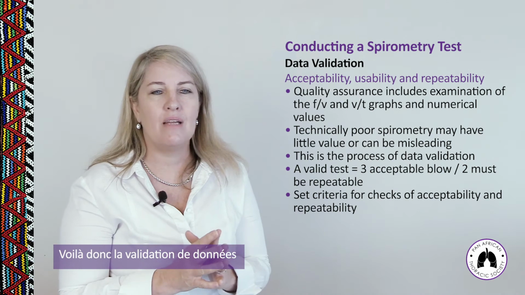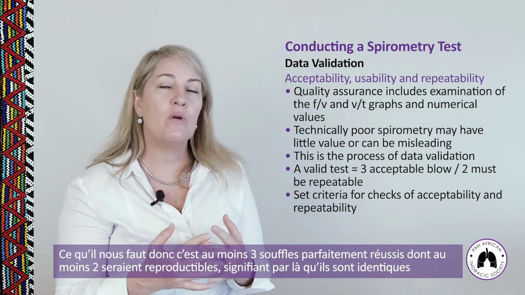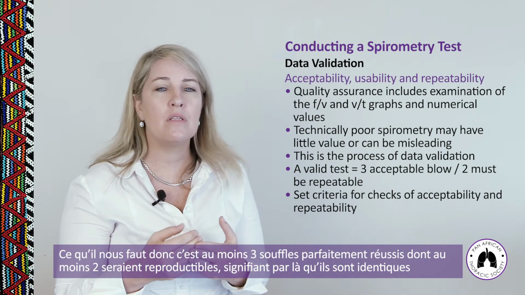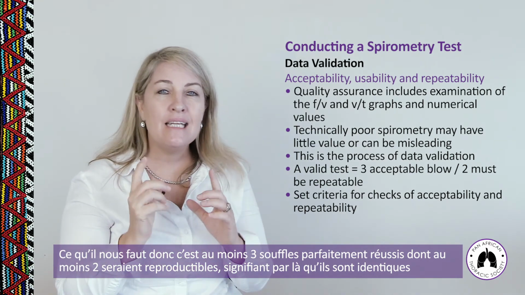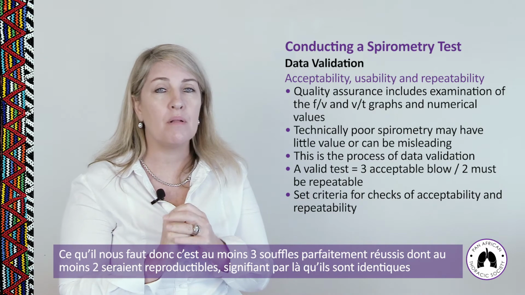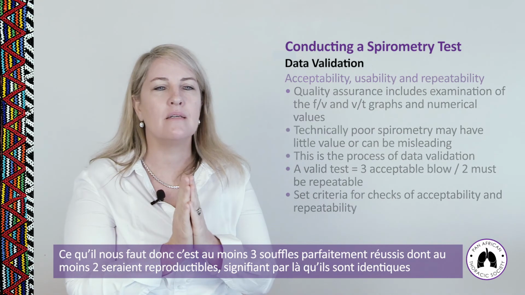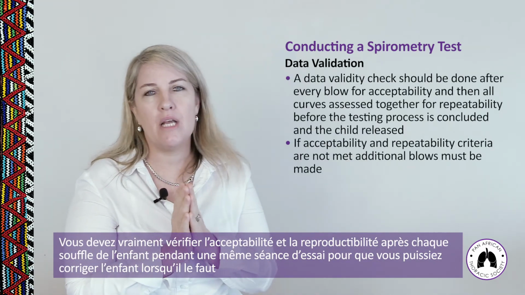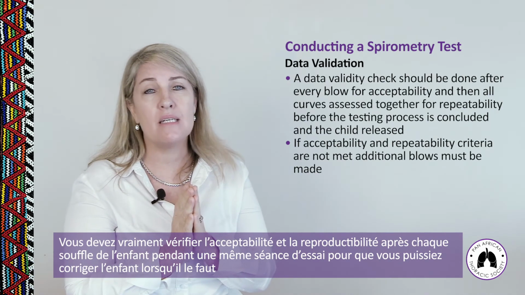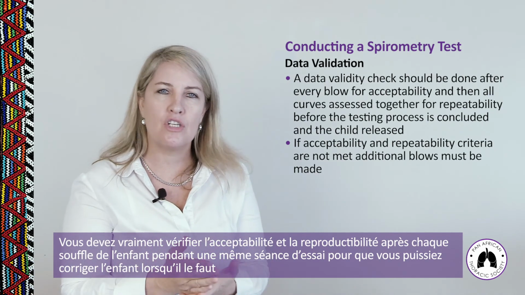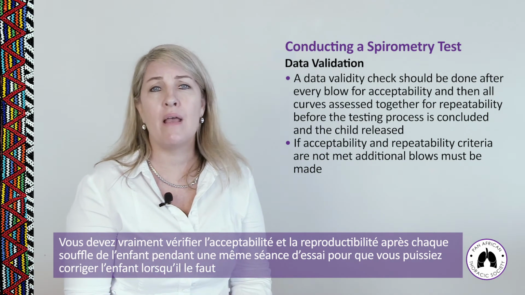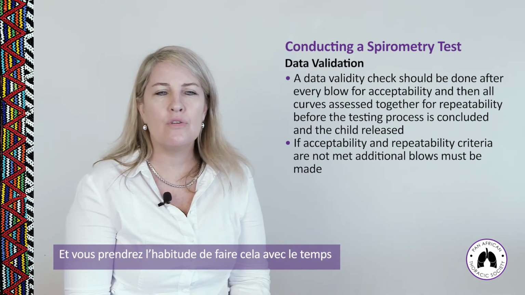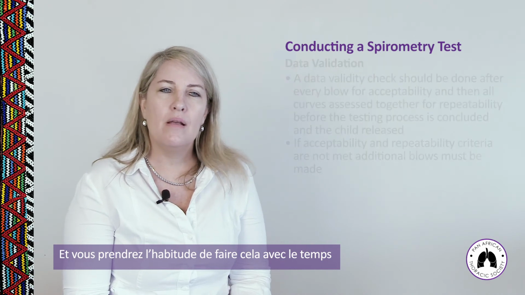So this is data validation. So what we're looking for is at least 3 acceptable blows. That's blows which are perfect in every way. And at least 2 of those blows are repeatable, meaning that they're absolutely identical. You really need to be checking the acceptability and repeatability after every blow that the child does during the testing session, so that you can correct the child where they're going wrong. And you will get used to doing that as you go along.